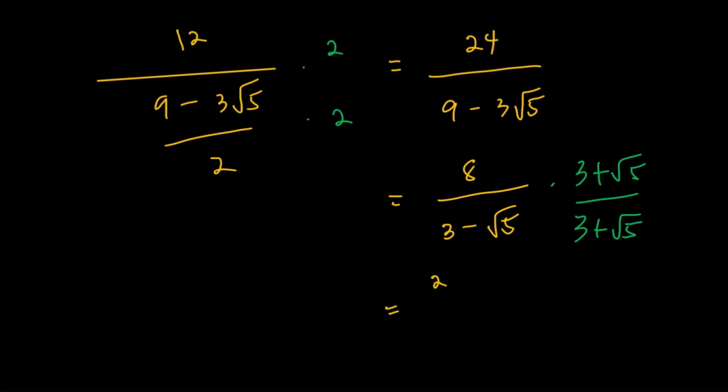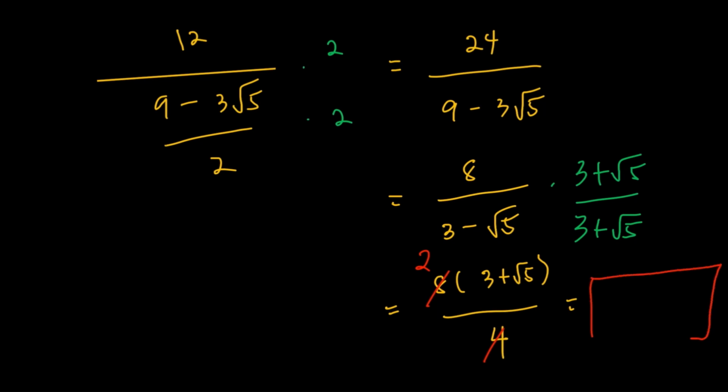That's going to give me 24. Oh, actually, I could just write it as like this. And we can see that the denominator is just a difference of 2 squares. So that becomes 9 minus 5. That's going to be a 4. So the 8 and the 4 cancel out. So it's just going to be a 2 in the numerator. So 2 times 3 plus the square root of 5. That's going to be 6 plus 2 square root of 5.